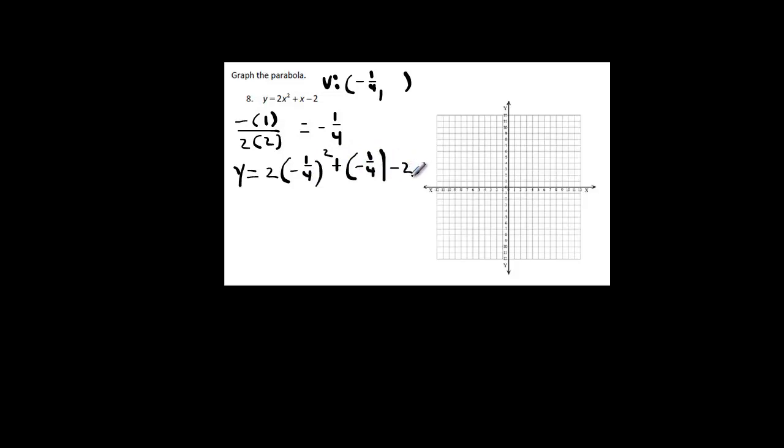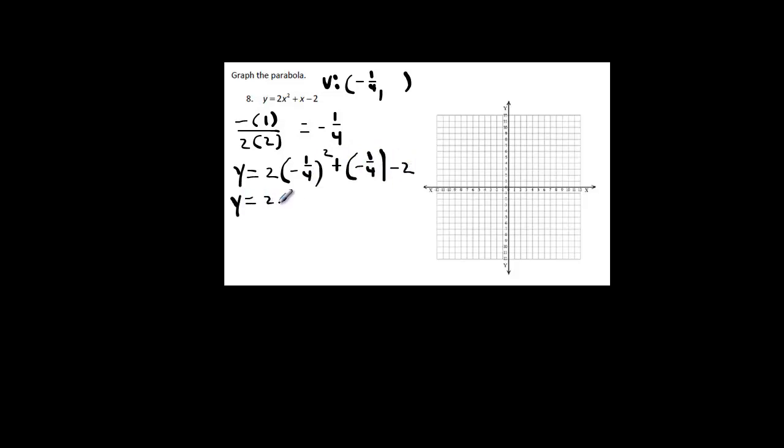Number 8, graph the parabola. What we're going to do here is we're going to find the vertex first. So the opposite of b over 2a is going to be negative 1/4. Goes negative 1/4. So the vertex is negative 1/4 comma something. So let's plug in negative 1/4 for x and solve for the output.